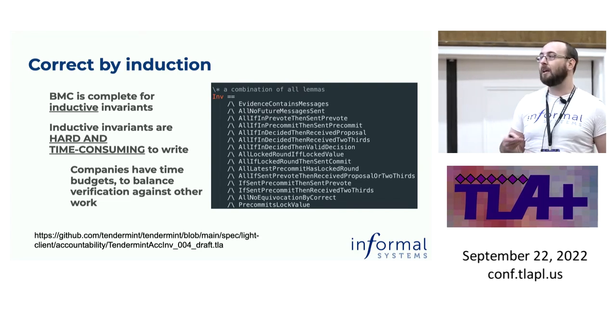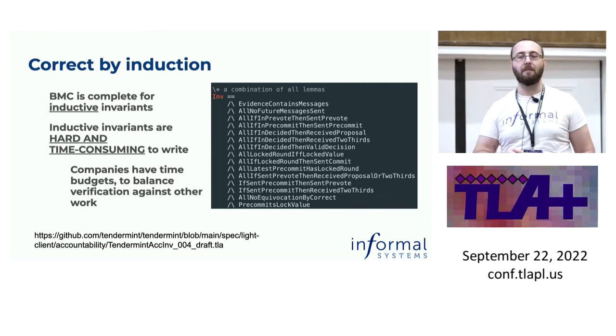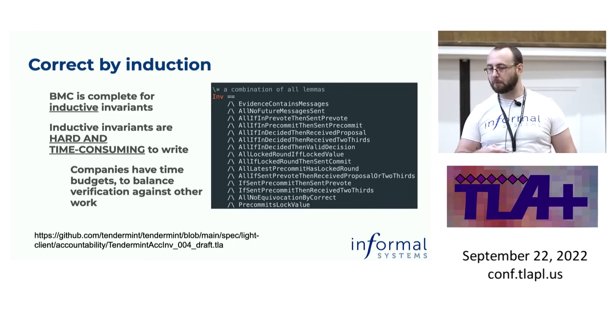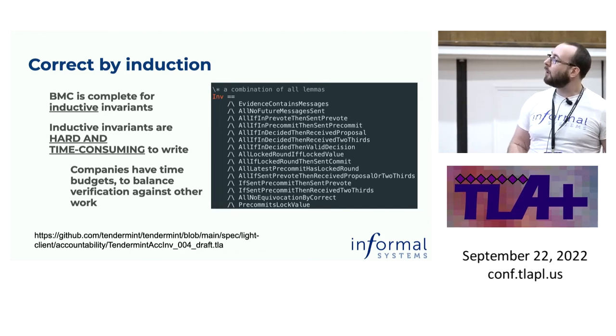Now, for us, it is actually very important, because Tendermint consensus is super critical to the entire Cosmos ecosystem. So having as much information about it as possible, as many guarantees as possible, that is very important for us.